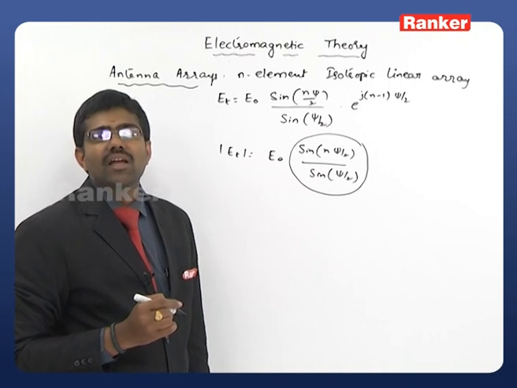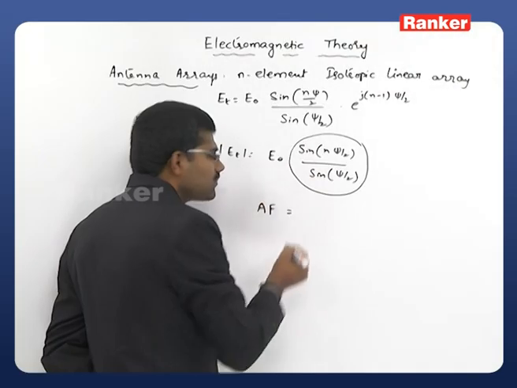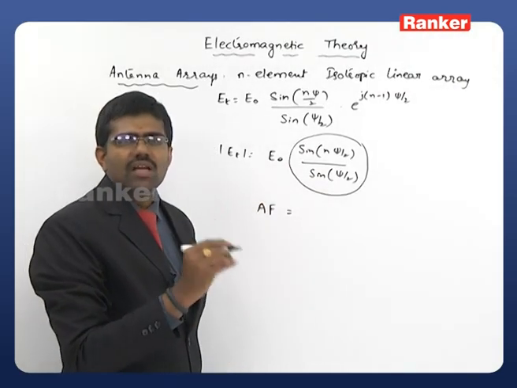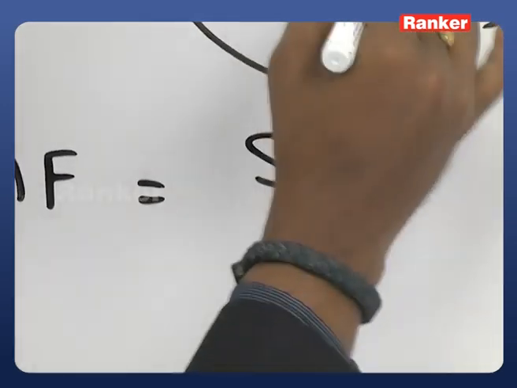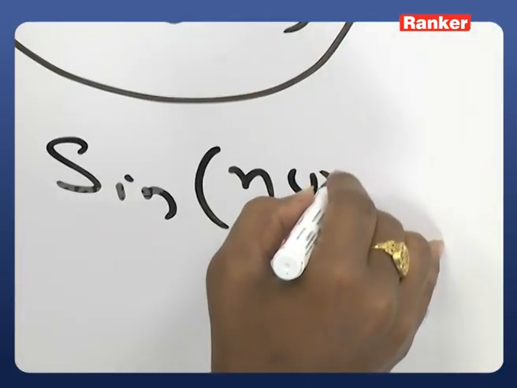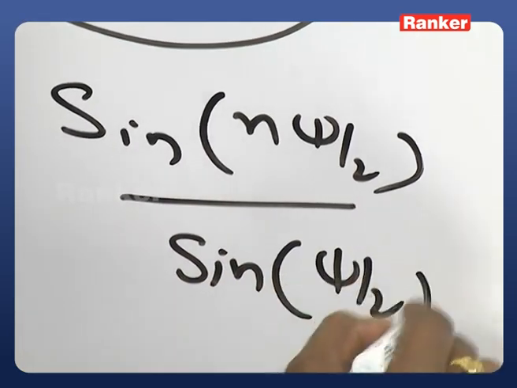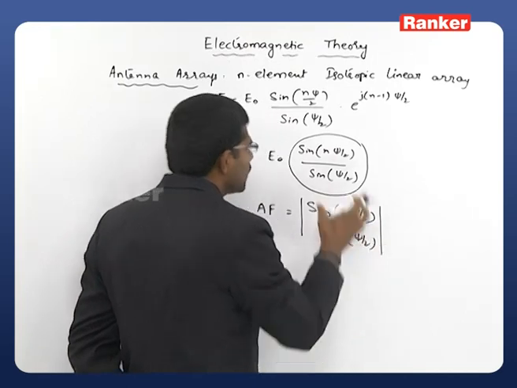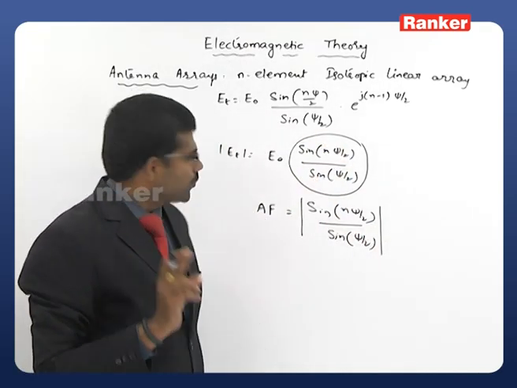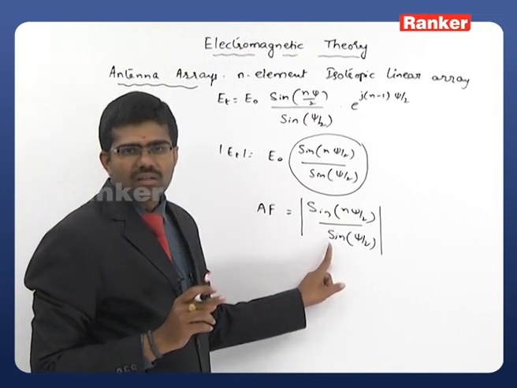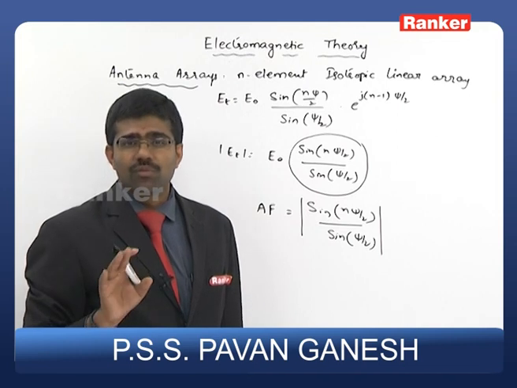That factor is called the array factor. In short this is called AF, and most of the time they will give it as AF only. The array factor is nothing but the magnitude of this particular term, sin n psi by 2 divided by sin psi by 2. The magnitude of this term describes the type of radiation and the direction of radiation. That's why this is described as the array factor. With the analysis of this array factor, you will get the radiation pattern for different cases.